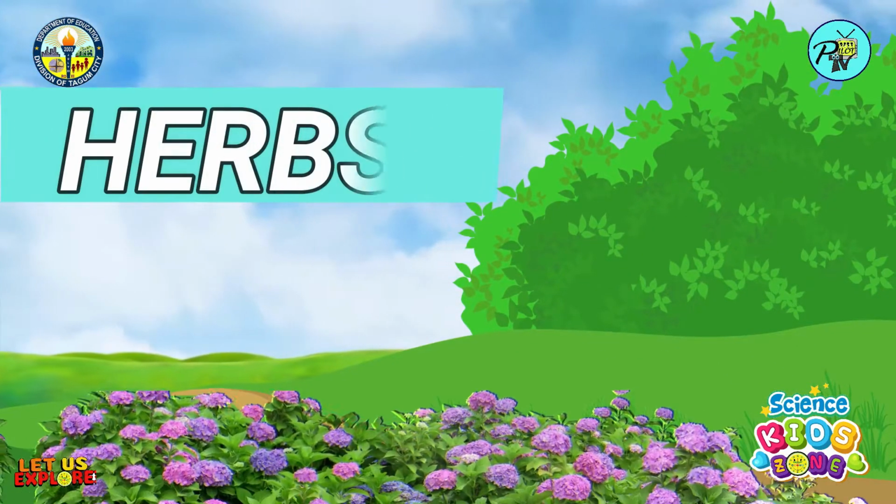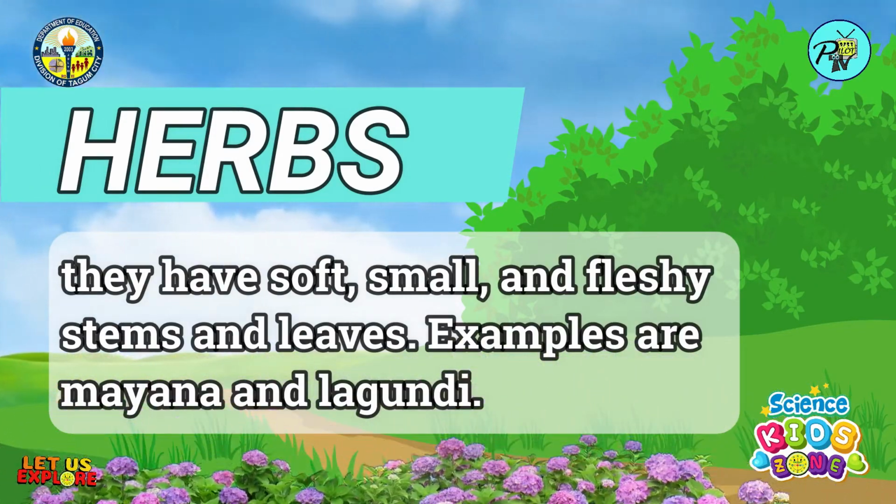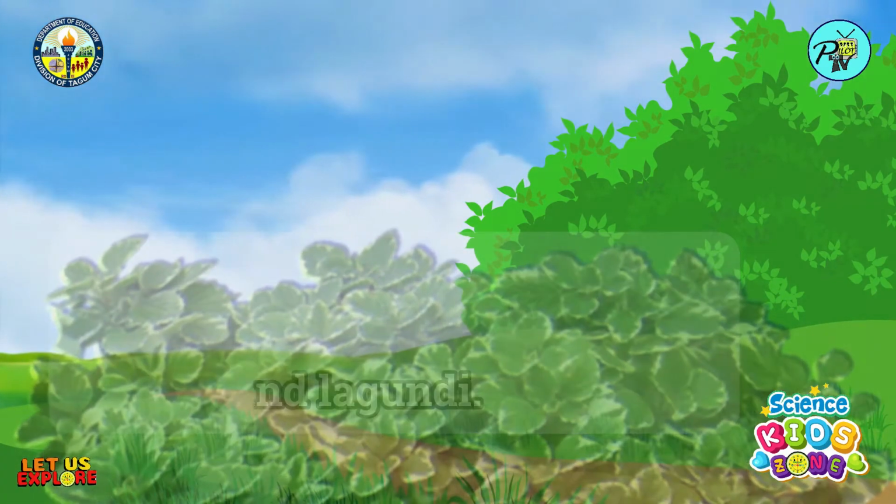Let's proceed to herbs. They have soft, small, and fleshy stems and leaves. Examples are mayana and lagundi.